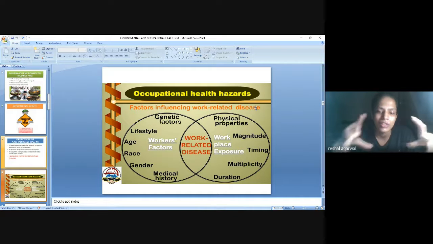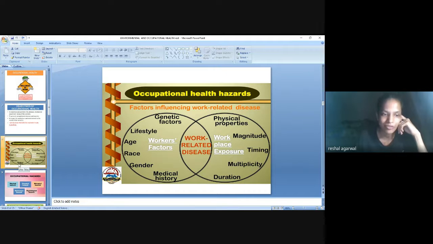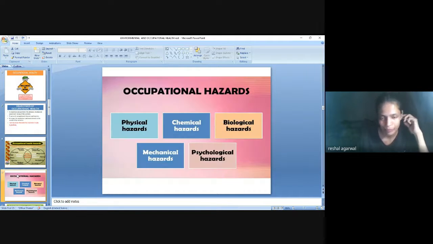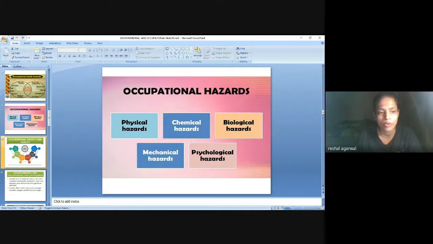And talking about the workers' factors, it can be related to his age, gender, race, medical history, genetic factors, and lifestyle. There might be many other factors which can end up affecting the worker's health. Talking about occupational hazards, there can be five types: physical, chemical, biological, mechanical, as well as psychological hazards. All these hazards need to be taken care of, focused on, and dealt with very proper care.